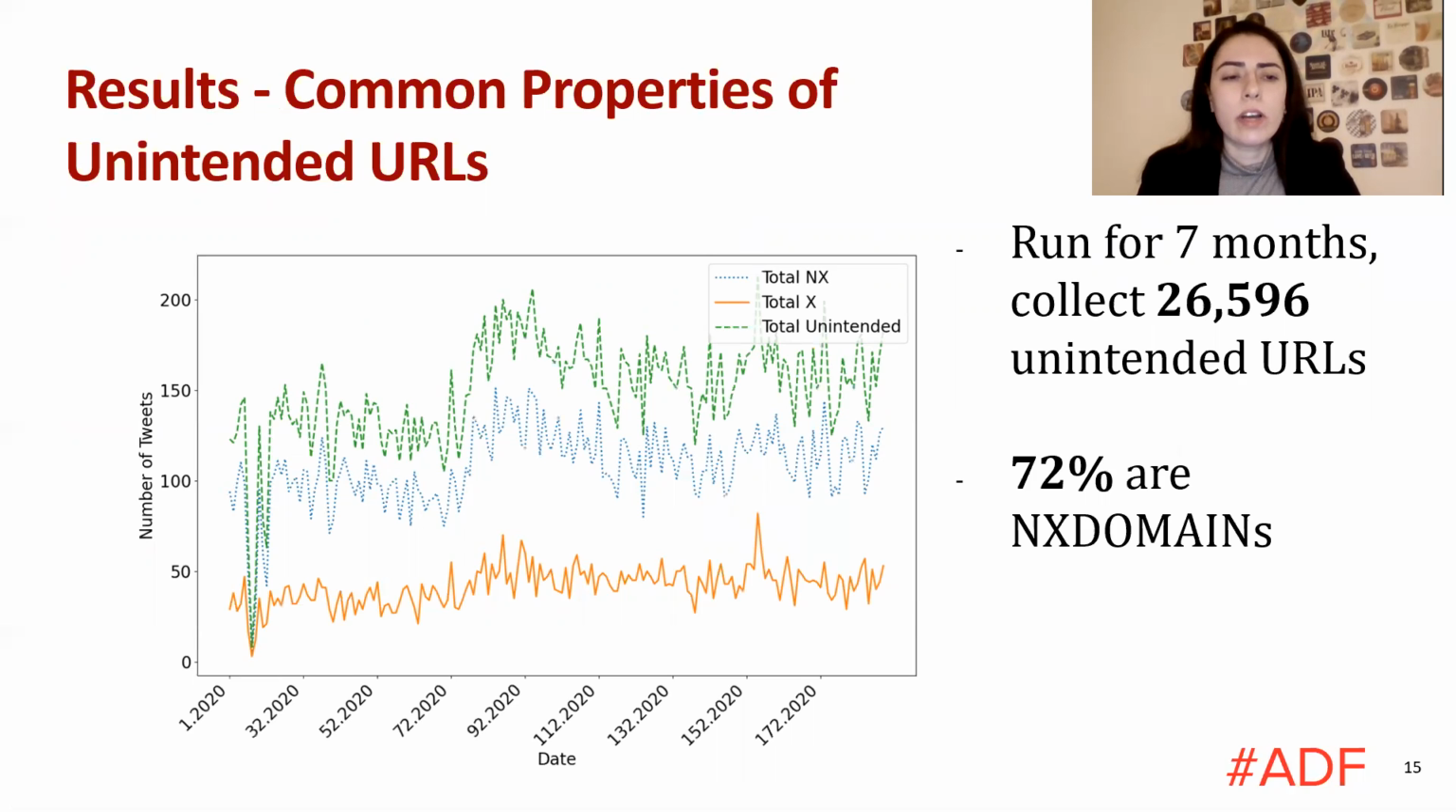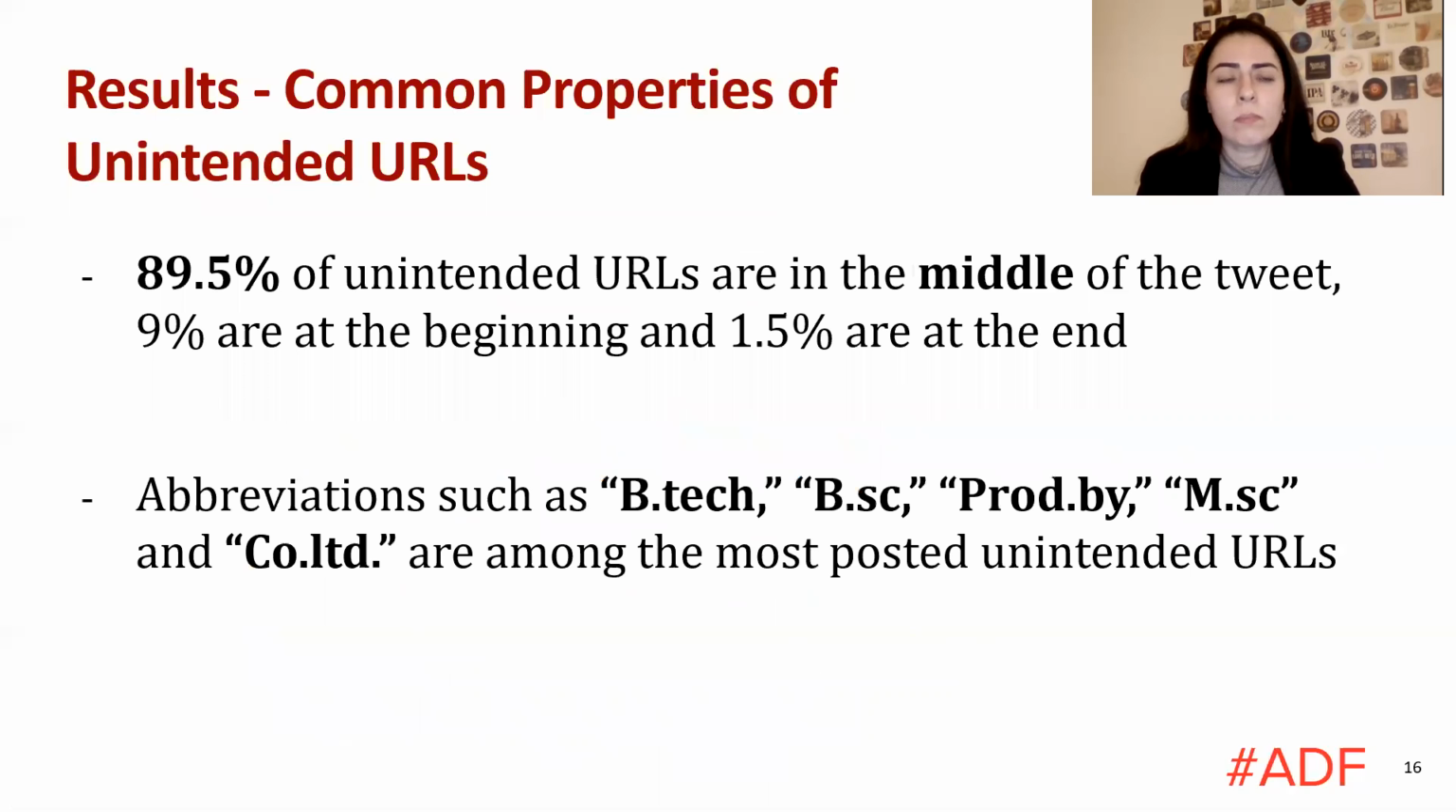And here you can see a graph that shows the number of unintended URLs that we observe each day from the beginning of our experiment up until the end. And here we make another observation that 72% of these unintended URLs are actually non-existing domains at the time of posting.